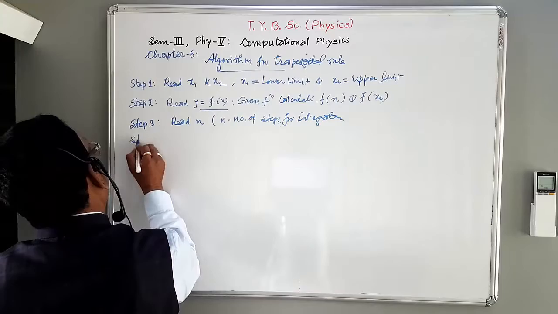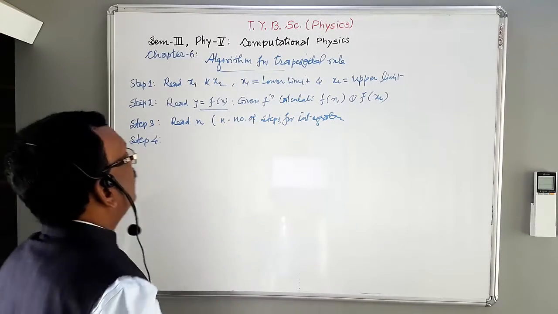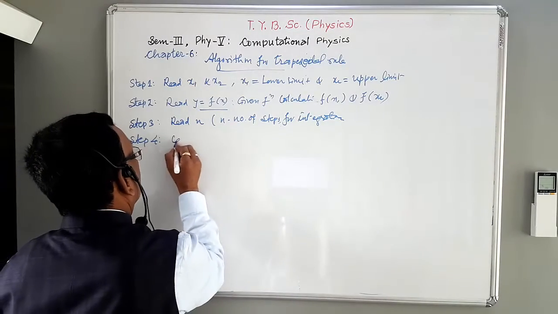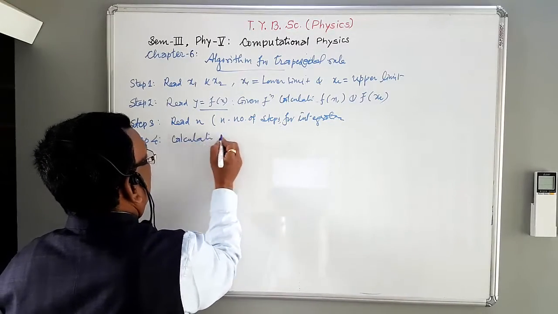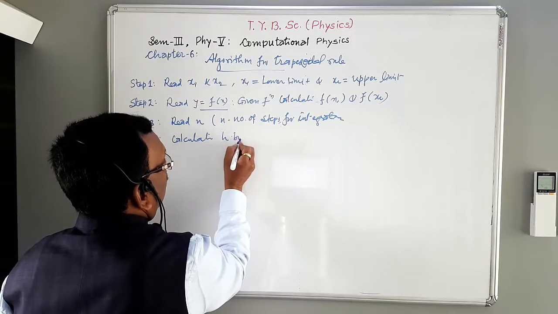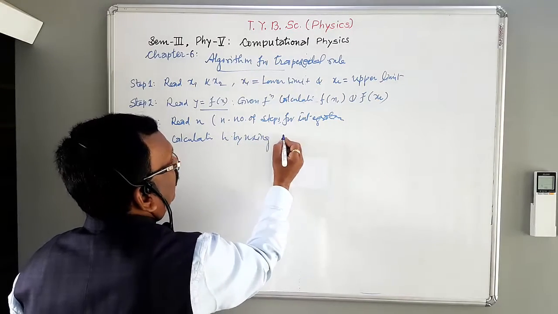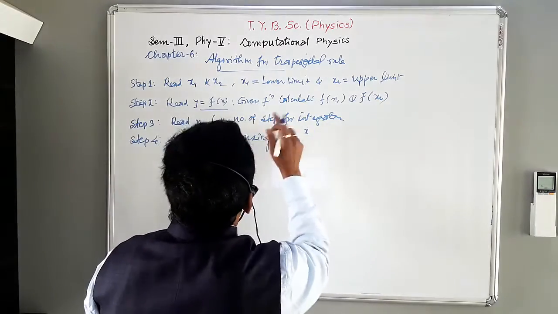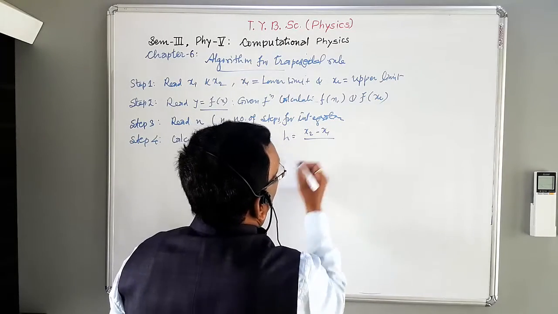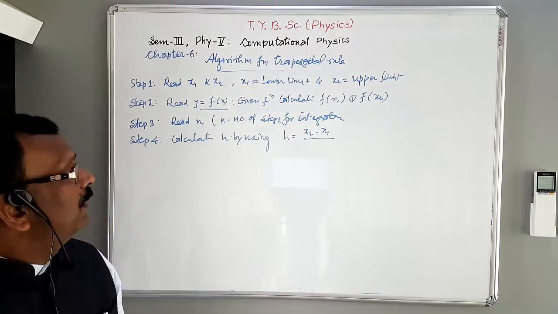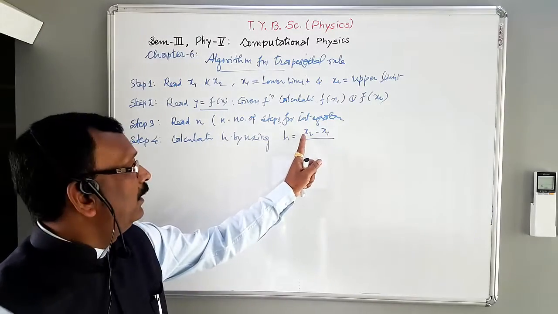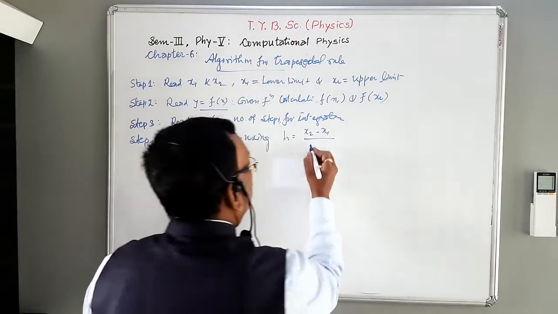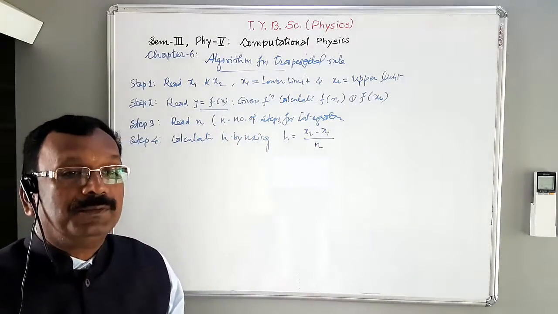Okay. Then in step 4, after reading this, we have to calculate the value of h. Calculate the value of h by using the formula h is equal to x2 minus x1. The lower limit is x1 and the upper limit is x2. We have to take the difference between the upper limit and the lower limit, that means (x2 minus x1) upon n, where n is the number of steps.